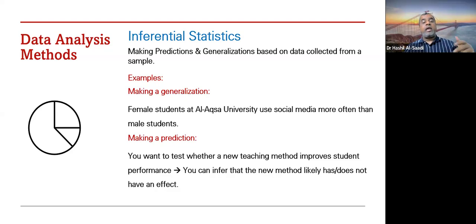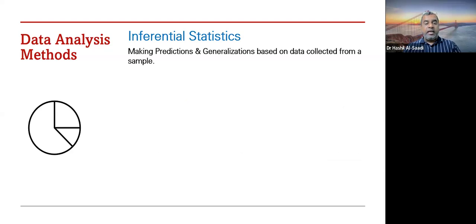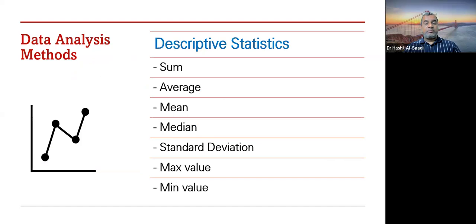And your prediction will say, okay, if I continue using this in the future, it is more likely to have a positive impact on my students. Or, no, I don't think it's going to have a noticeable impact on my students, so maybe I need to change something in my teaching. So you can use statistics, or the data, to make either generalizations or predictions. This is what we call inferential statistics. So here we talked about descriptive statistics.